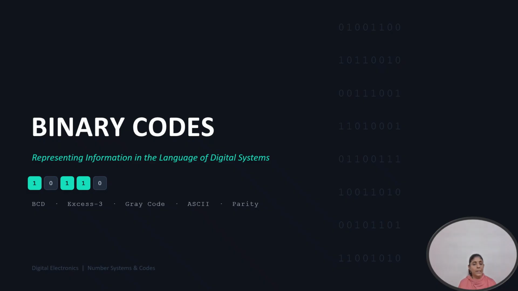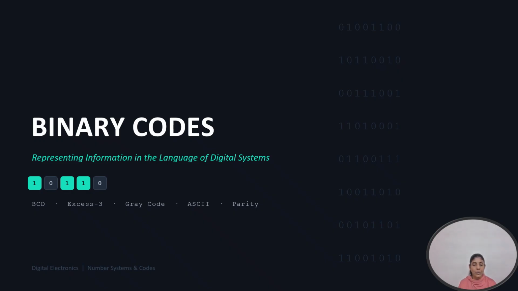What are all the binary codes? The binary codes are BCD, XS3, gray code, ASCII and parity. BCD, that is a binary coded decimal. Next it is XS3. So the value will be exceeded by 3.